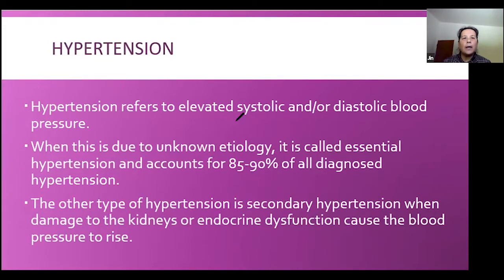So basically, for our blood pressure, we know we have a systolic part and a diastolic part. The normal range, generally speaking, is 120 over 80.